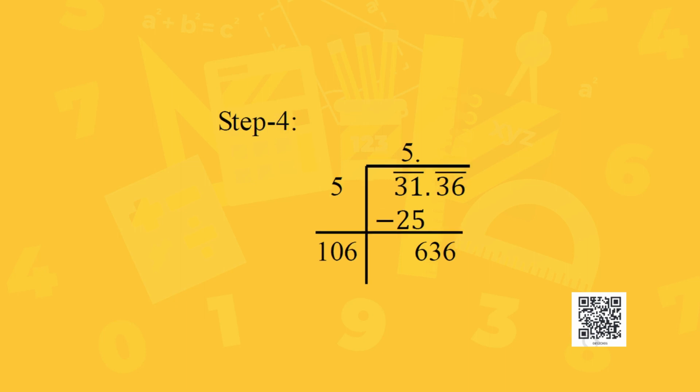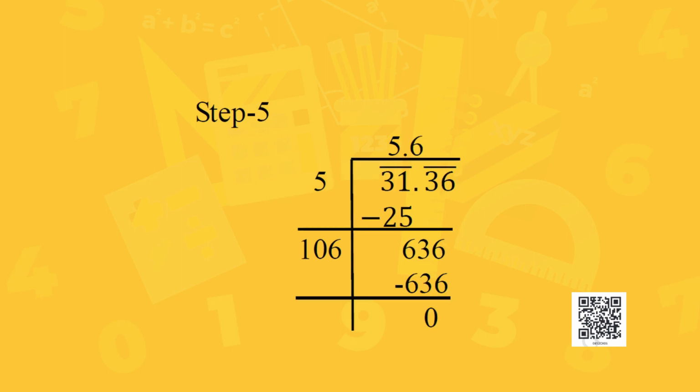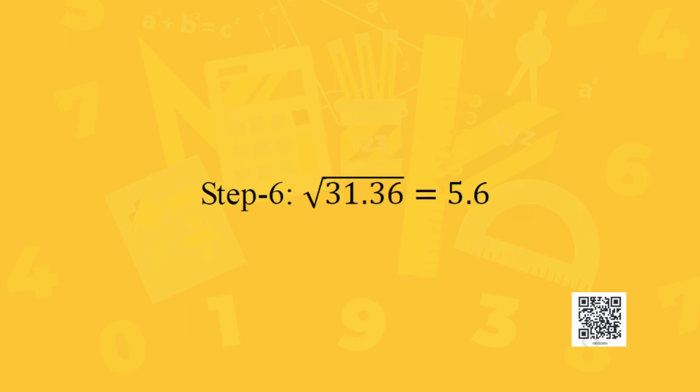In step 4, since we have brought down 36, which is a decimal part, we put a decimal point in the quotient. As in step 5, let's try to find the number which has to be filled in the blank, so that we get a number nearer to the new remainder. We know that 106 times 6 is equal to 636, which will leave the remainder as 0. Finally, as step 6, since there are no other numbers left and our remainder was 0, the square root of 31.36 is equal to 5.6.